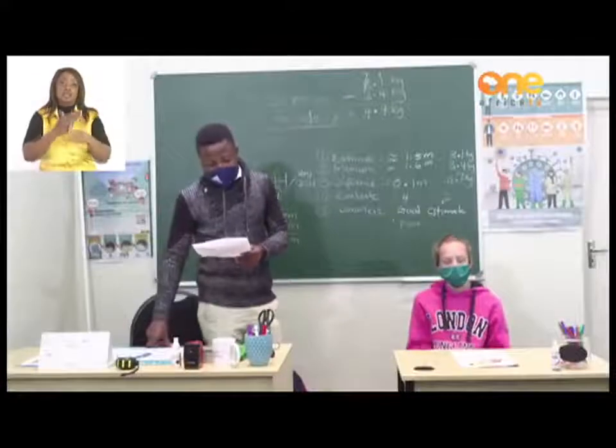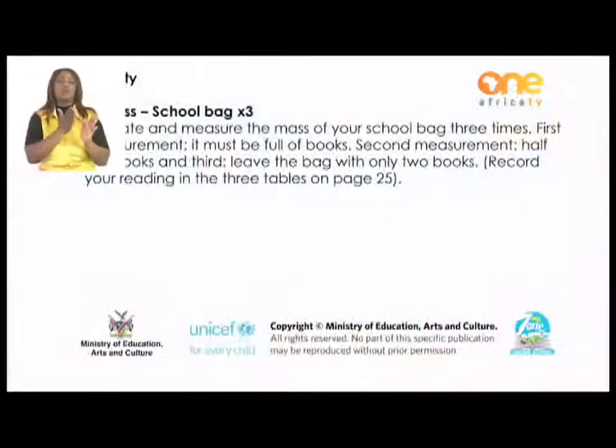Continue with the activity on page 24. The first question there is to estimate and measure the mass of your school bag 3 times. First measurement, it must be full of books. The second measurement, you need to have some of the books. And the third, you must leave the bag with only 2 books. You must do this recording in the table on page 25.